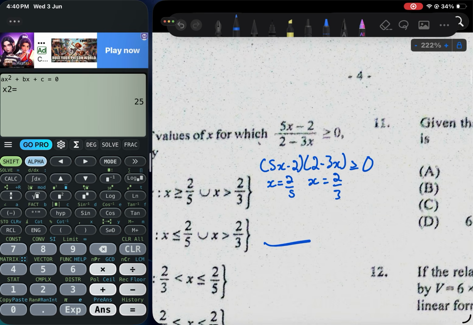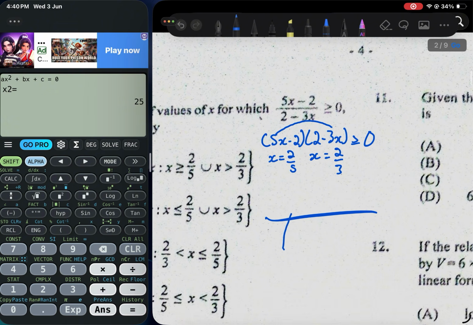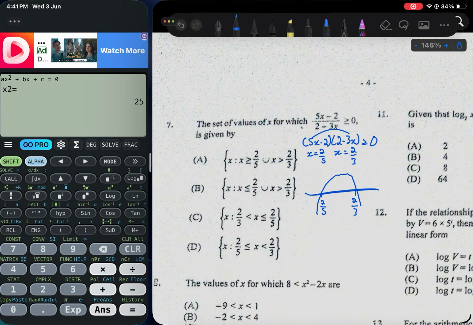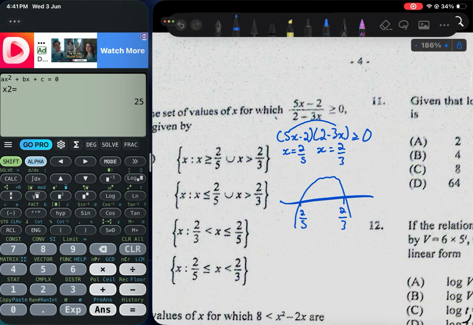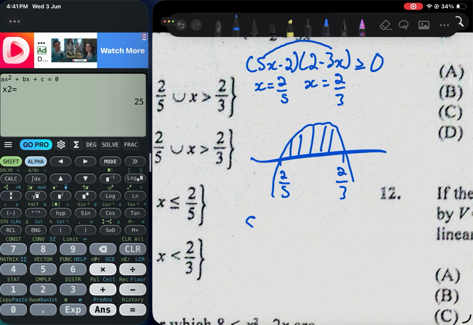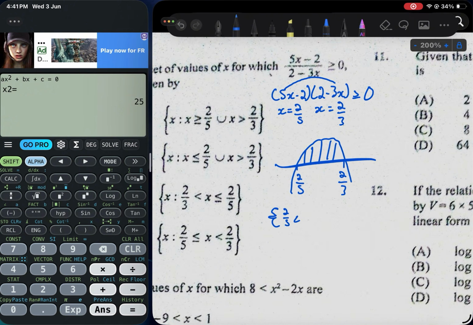So here we can see that it opens downwards, since the coefficient of x squared would be negative. So it's a frowny face curve. So this would be 2 over 5, and 2 over 3 would be right here. And it's looking for where the expression is greater than 0. So it'd be this section right here. So it'd be an answer similar to something like 2 over 5 is greater than or equal to x, which is less than 2 over 3.